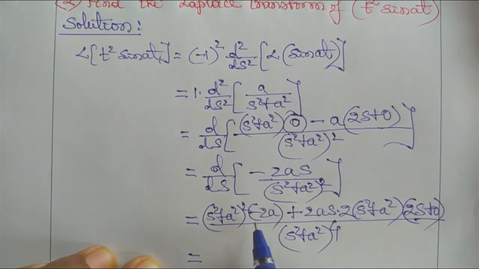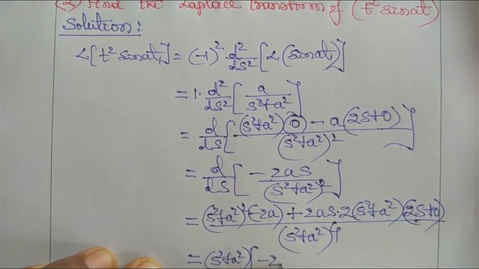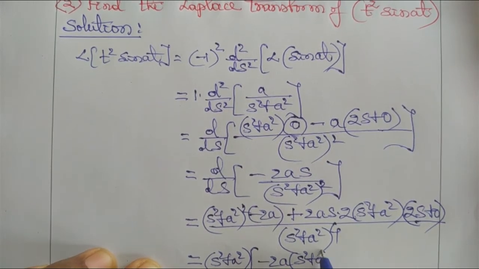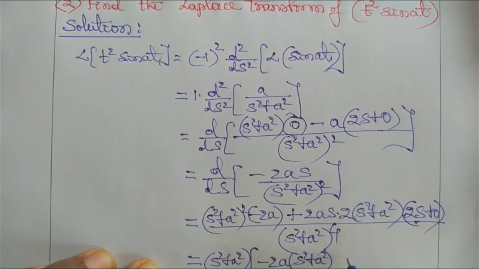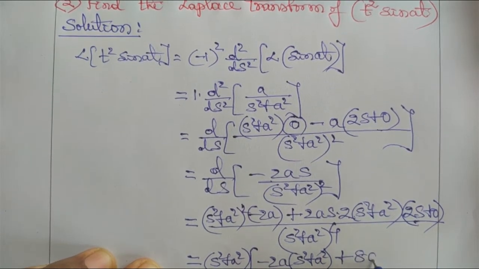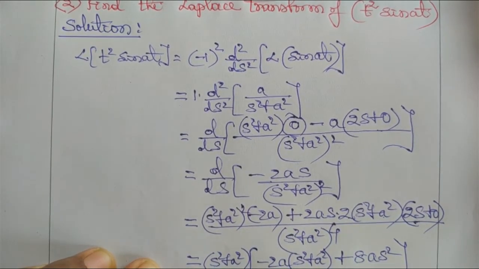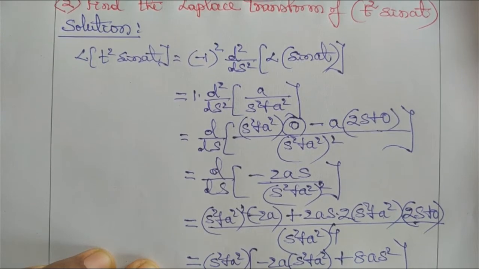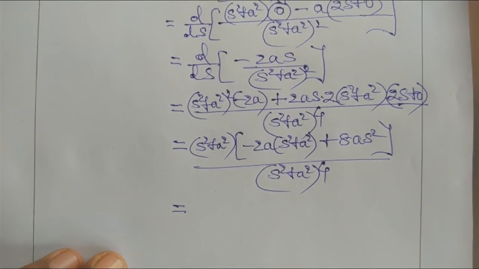Now s square plus a square is common, take it outside. Minus 2a into s square plus a square, since s square plus a square is taken outside already. Then 2s into 2 into 2as: 2 twos are 4, 4 twos are 8, so 8as square. This is already taken outside, divided by s square plus a square whole to the power of 4.